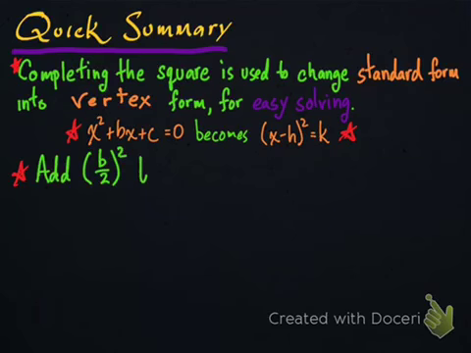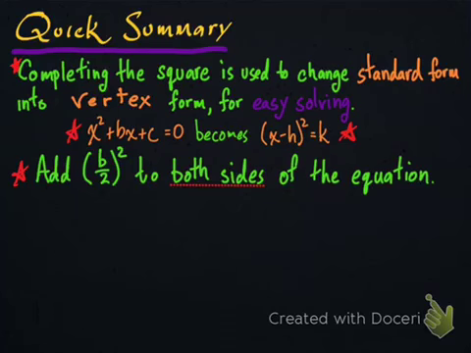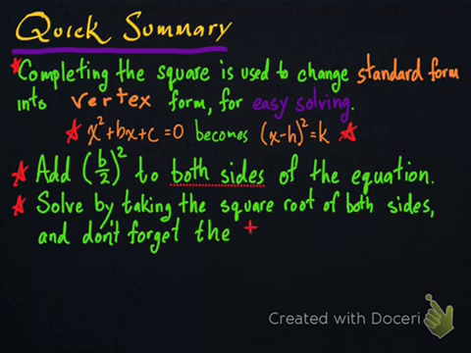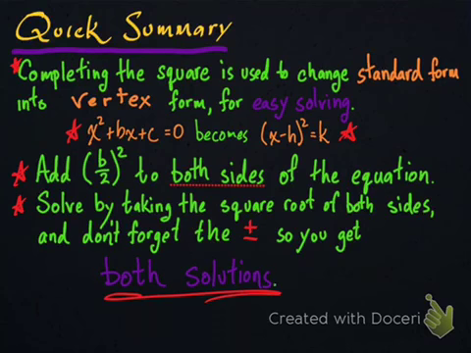Now, don't forget about the b over 2 squared. That is the magic number that allows you to complete the square and to write it as a perfect square binomial. And then finally, what you're going to do is solve the equation by taking the square root of both sides. Don't forget the plus minus, because that's how you get both of your solutions. Okay? All right, very good.